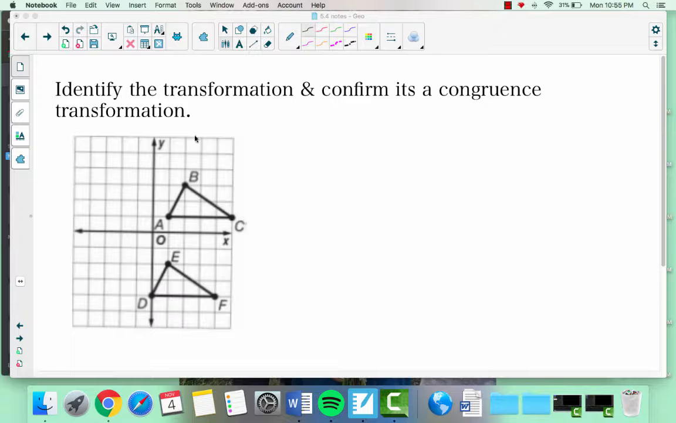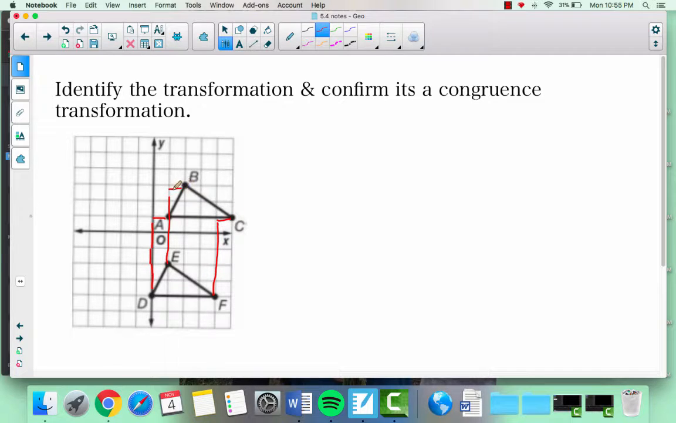Well, if you look at the two shapes here, what we notice is that every point is shifted to the left 1 and then down 5. 1, 2, 3, 4, 5. So I can go from A to point D by going left and down. Same from B to E, I can go left 1, down 5. And then same from C to F, left 1 and down 5.